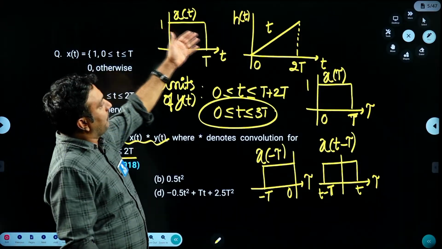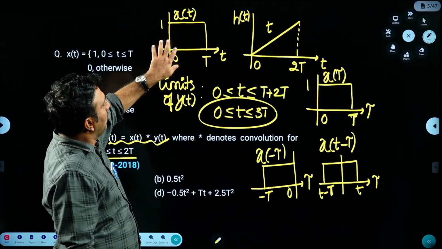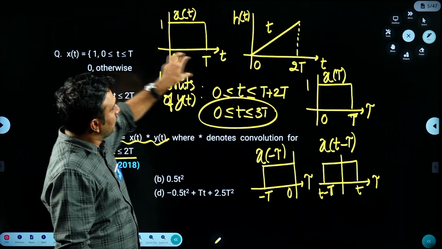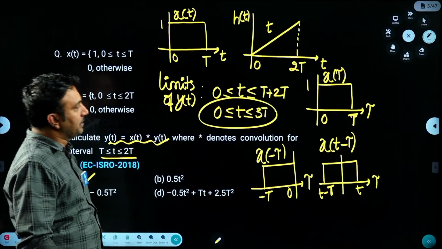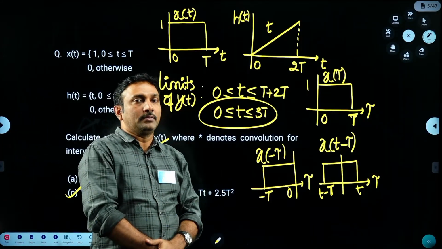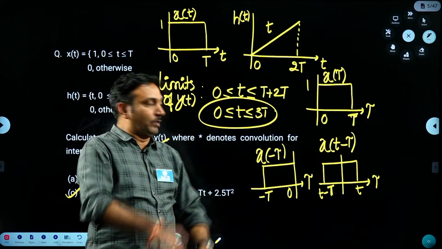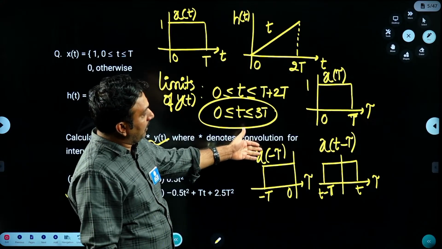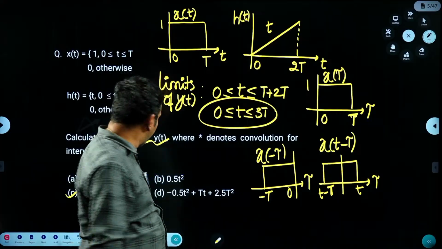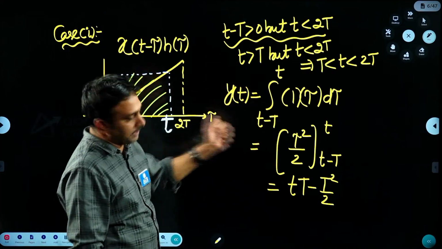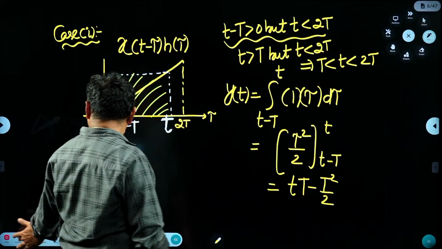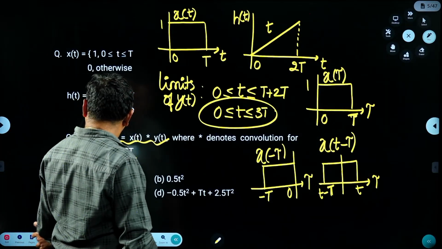First you take the x of t, h of t graph. According to the thumb rule, the limits of output are 0 to 3T. Our answer is expected for the T to 2T range. In the general convolution method, we have to fold and shift one of the signals. Here I have taken the folded and shifted version of x of t. According to the definition of convolution, we got the result tT minus T square by 2.